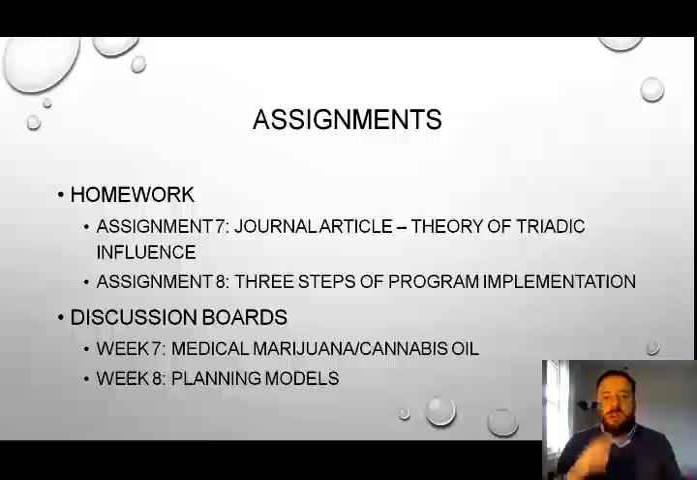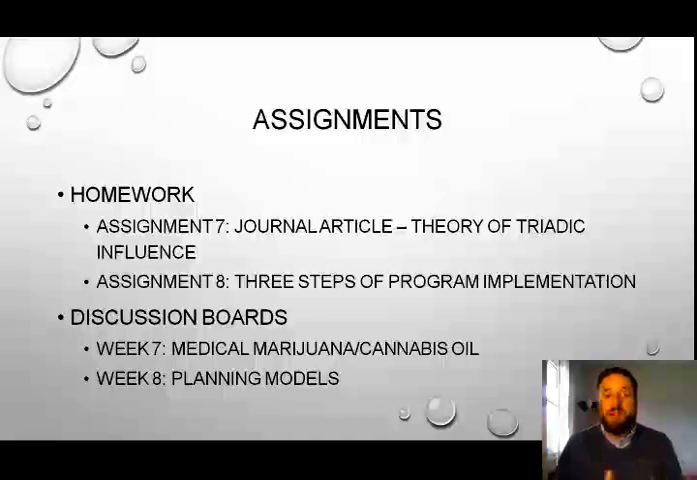So, your assignments for this chapter, first your homework assignments. In this chapter, we did the same thing for assignment 5, where you looked at a journal article and answered some questions. Same thing on this one. It's a 3-page article on the theory of triadic influence, actually written by the guy who created it, Brian Flay. And it's a real short assignment, 3 questions, shouldn't take you too long. Assignment 8 is a little bit more intense, and we'll talk about it more in the next video. It has to do with Chapter 8.